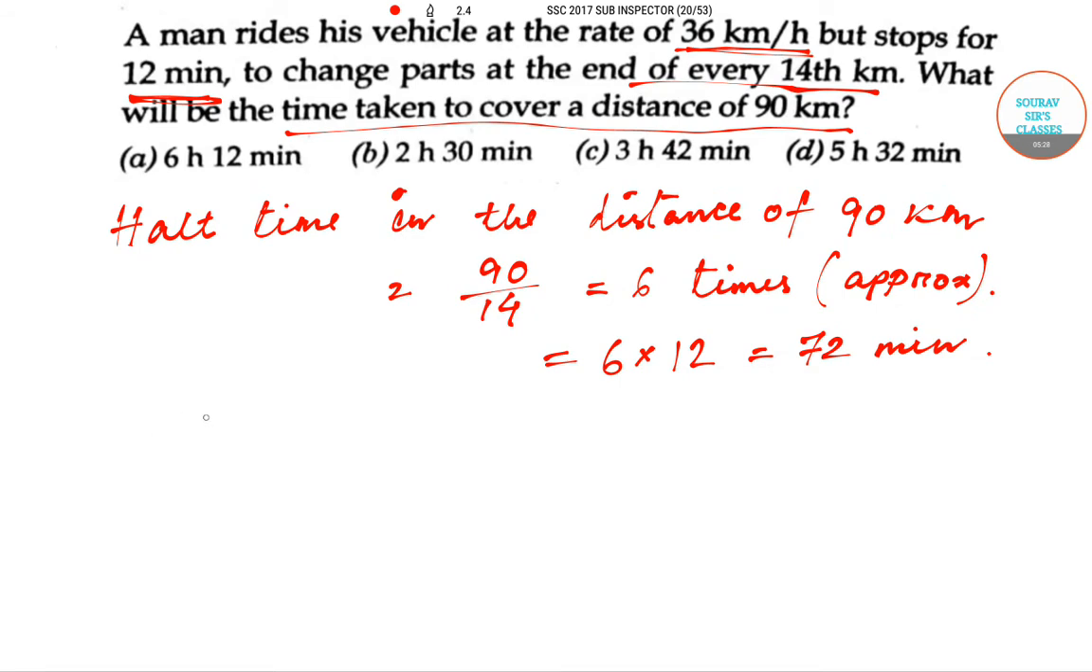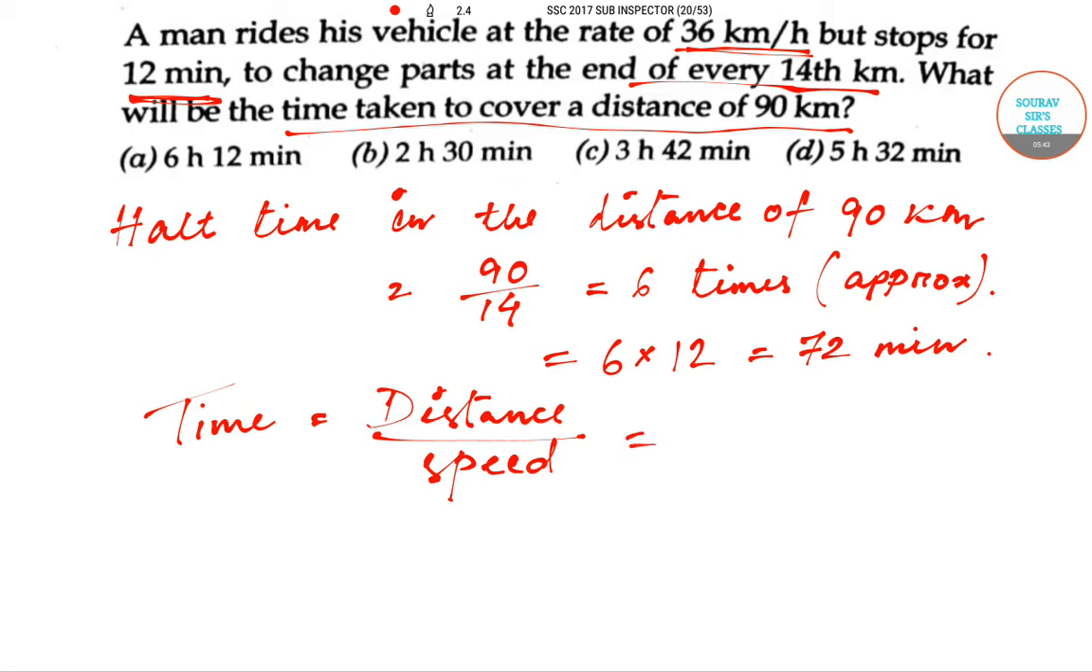Now the time, we all know that time is equal to distance by speed. Now here it is known that the speed is 36 km per hour and the distance is 90 km. This is also given, so we will put the values here. That is 90 by 36 hour is the time, that is 5/2 hour.